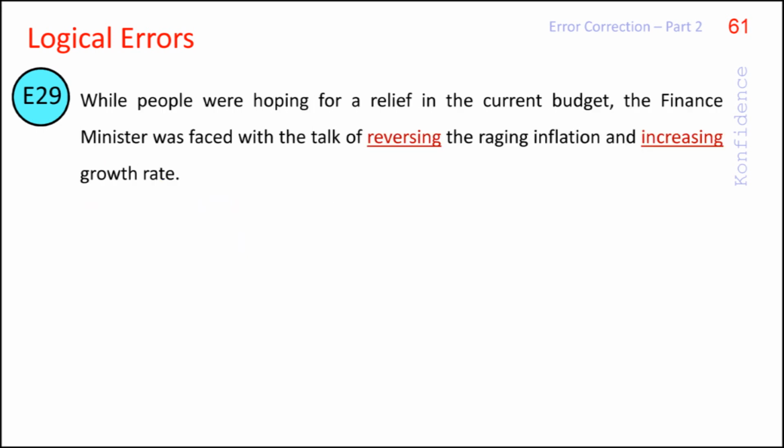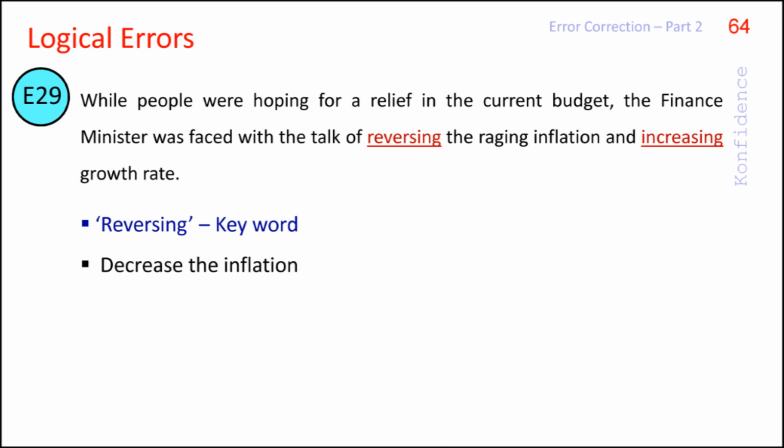Now let us look at example 29. Note the two underlined words, reversing and increasing. Reversing is the key word in this sentence. The finance minister wants to reverse the raging inflation. It means he wants to decrease the inflation. Quite logical. But why should he reverse the increasing growth rate? All finance ministers try to increase growth rate.